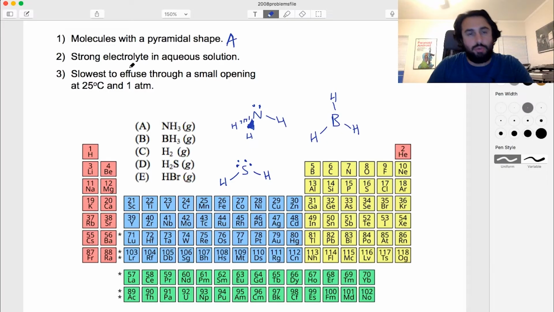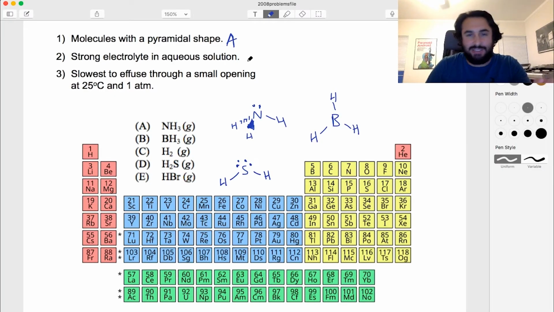Now, 2, strong electrolyte in aqueous solution. So what are the things that are going to be strong electrolytes? It means we have ions in solution, right? And so obviously soluble ionic solids are strong electrolytes. Something like sodium chloride is going to dissolve and dissociate in solution. So you've got tons of sodium ions and chloride ions, and that will be an electrolytic solution. Soluble ionic solids are strong electrolytes, but you can also have covalent compounds that are strong electrolytes if they also dissociate to form ions.